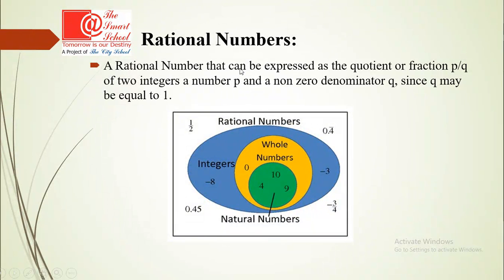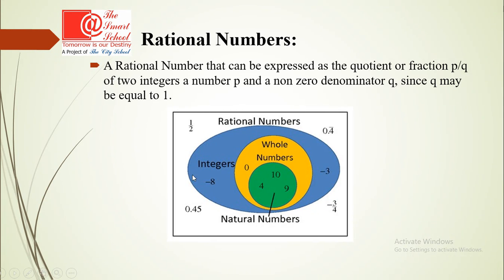A rational number can be expressed as the quotient of two integers, like p over q or p upon q, a number p and a non-zero denominator q, since q may be equal to 1. So it can be a fraction which we call a rational number, but the denominator cannot be equal to 0. It can be 1 or any other number.